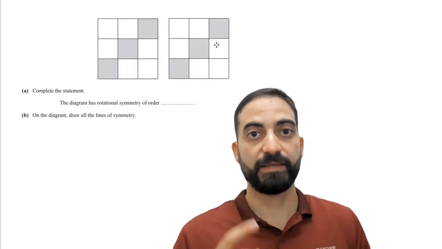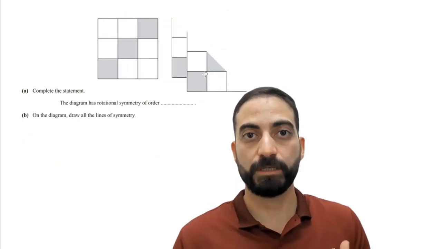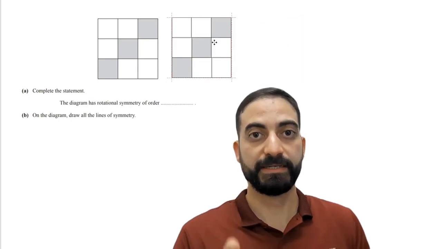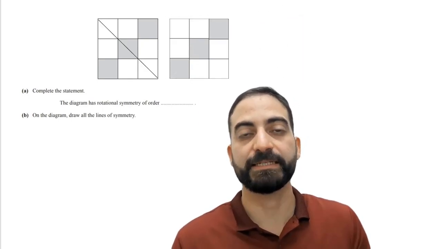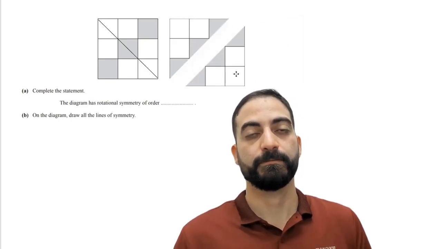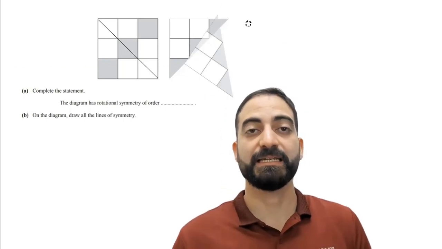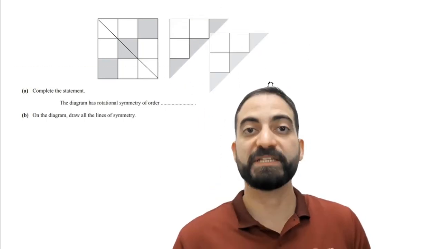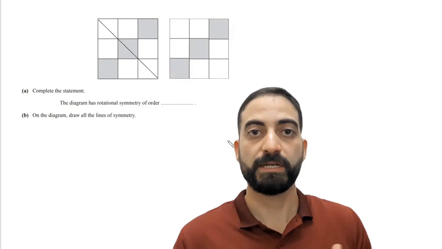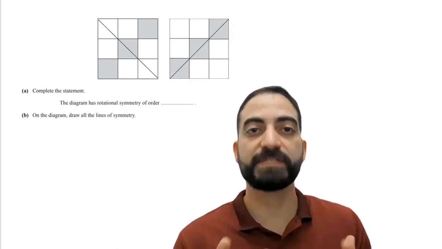As we can see, we have two equal and symmetrical parts, so this line is a line of symmetry. And as we can see, we have two equal and symmetrical parts, so this line is also a line of symmetry.